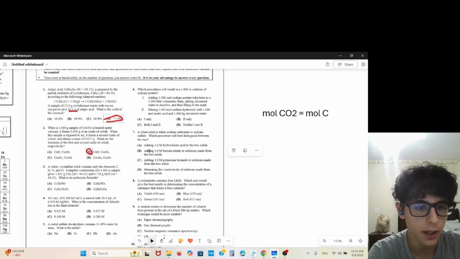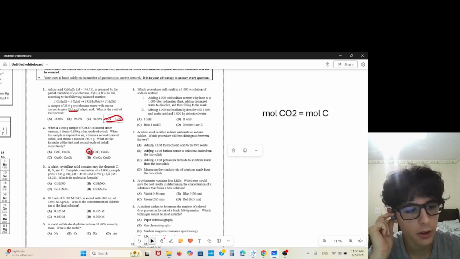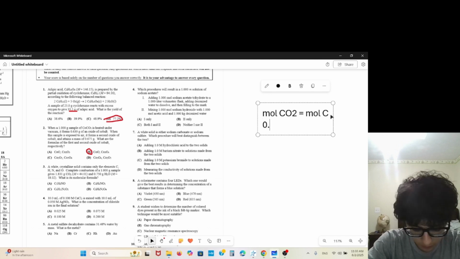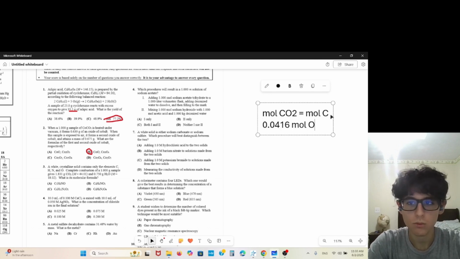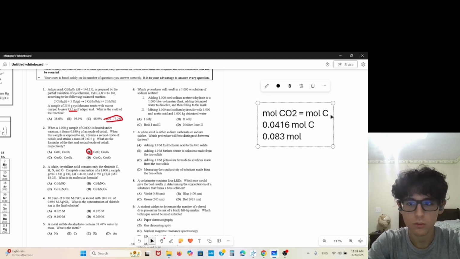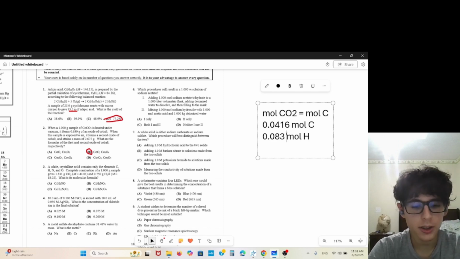Perfect. And now your mole of hydrogen. Be careful here because you're going to do 0.750 over 18.02, and you're going to multiply this by 2 because there's 2 moles of hydrogen in 1 water. So you have to multiply that by 2. So we have 0.0416. Let me write this down. Okay, perfect. So pretty simple so far.